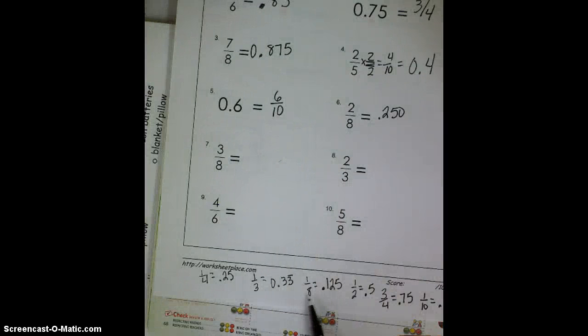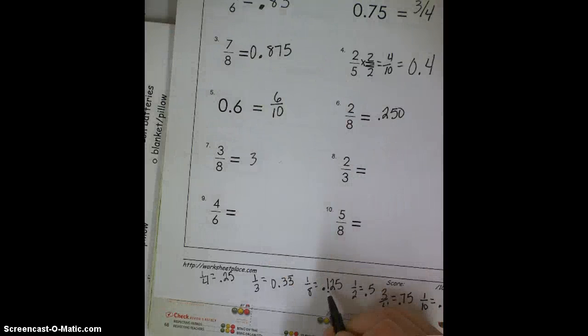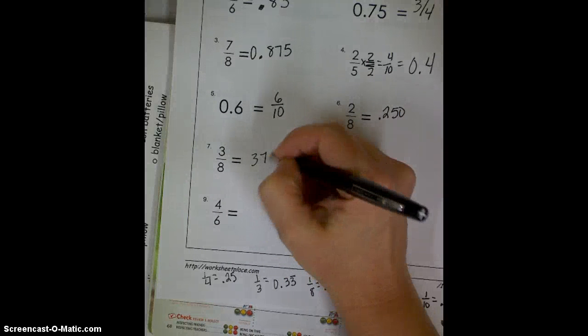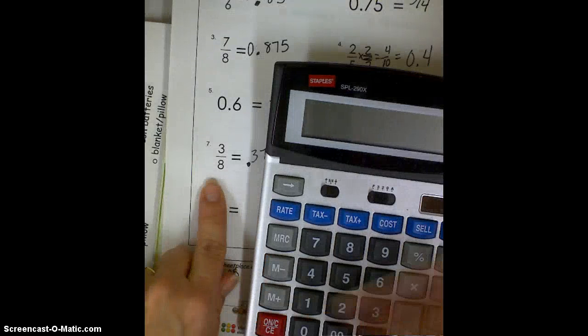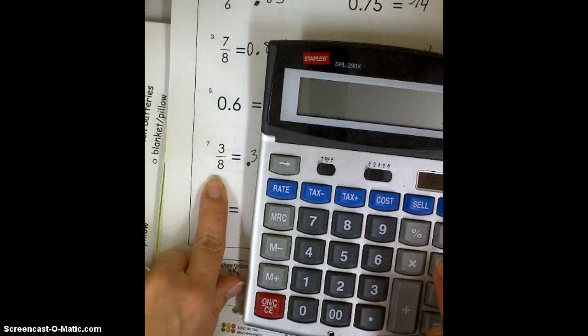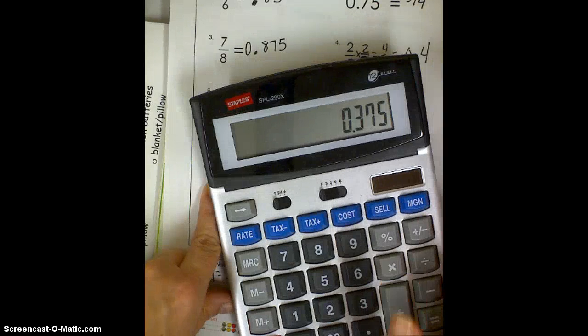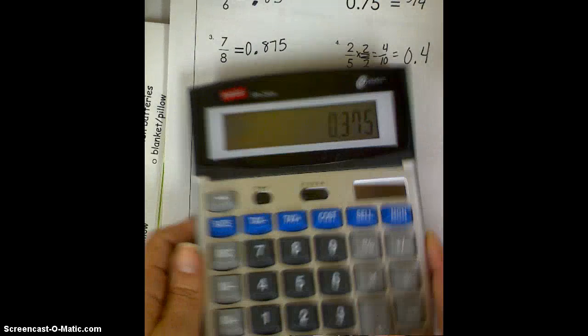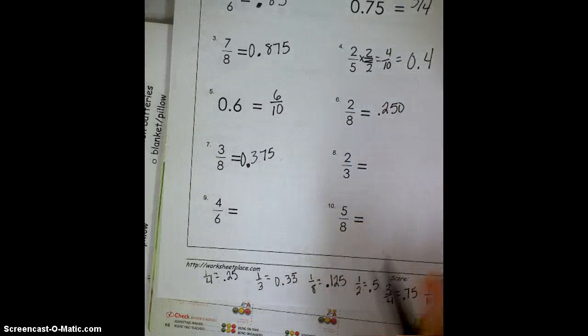3/8, that would be this 1/8 again, but add it 3 times because you've got 3 of them, and that would be 375, because 25 plus 25 plus 25 would equal 75, or we can check it on our calculator. 3 divided by 8 equals 0.375, and they have a 0 in front on the calculator. You can add that if you want to.